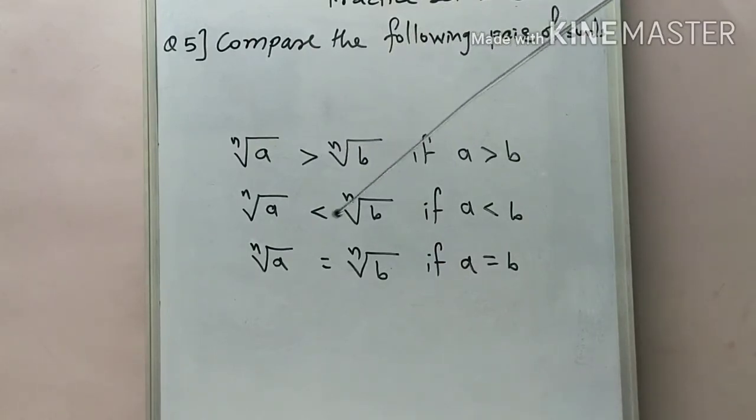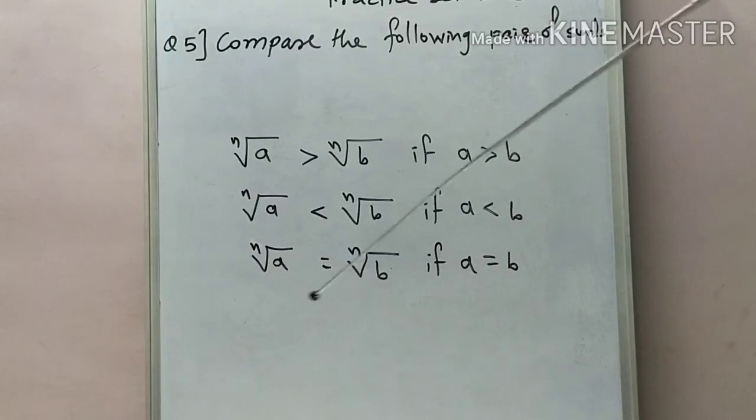Okay, getting this? First we have to observe or notice whether the order is the same or not, and if the order is the same we compare these radicands. If a is less than b, then we can say nth root of a is less than nth root of b, and if both radicands a and b are equal, then the surds are also equal. So like this we compare the given pair of surds. Getting this point, students?